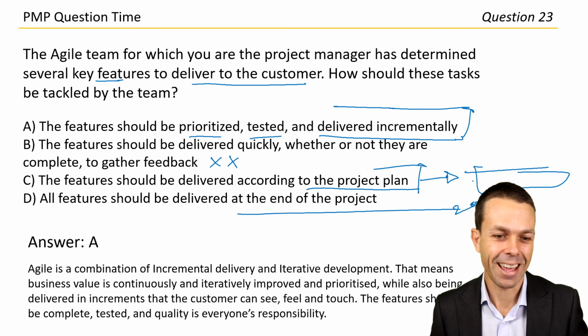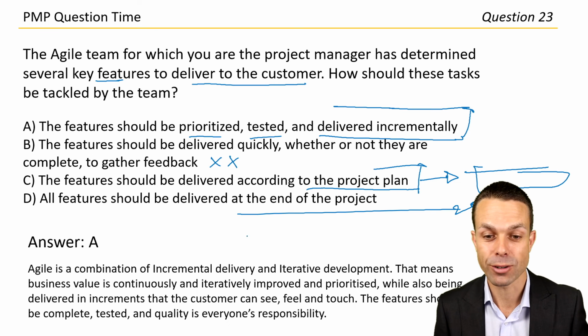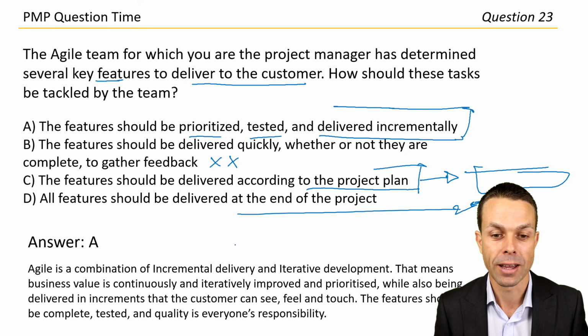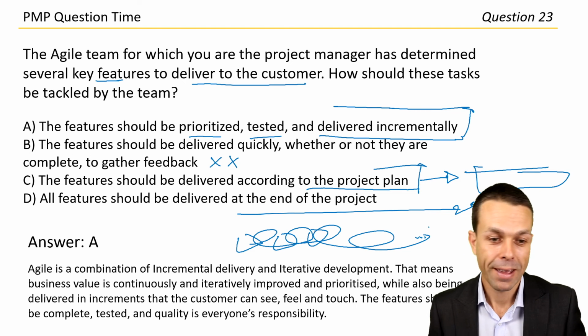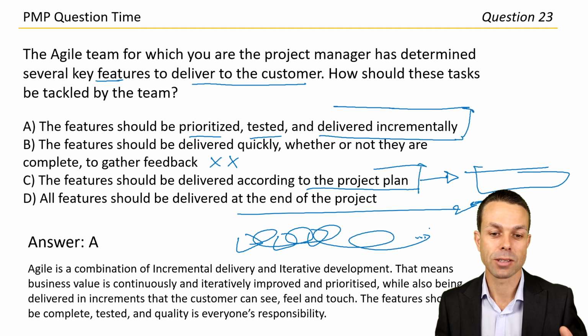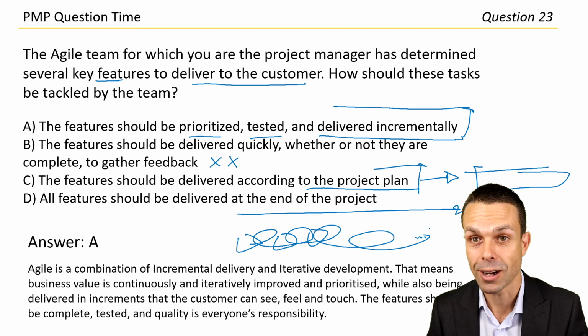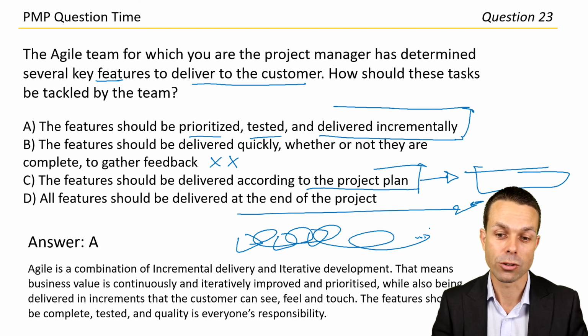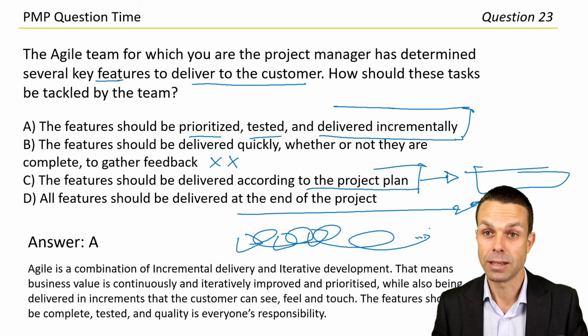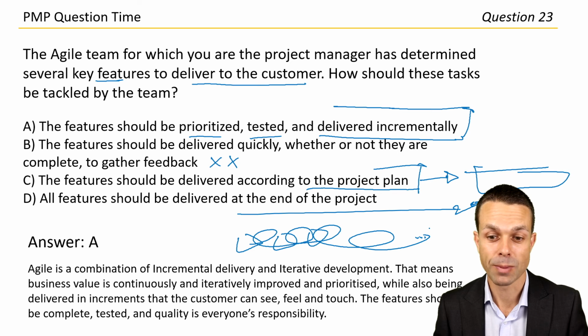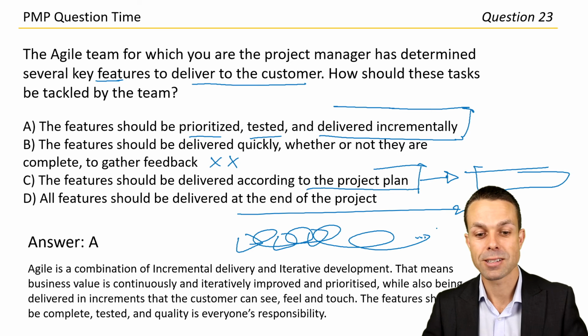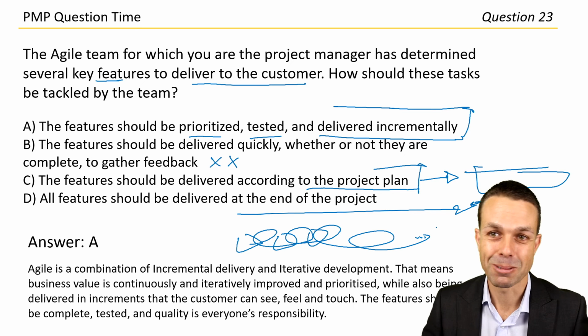Answer A. Agile is a combination of incremental delivery and iterative development. So we're delivering in small increments and we're continuously improving over time and getting that feedback. That means business value is continuously and iteratively improved and prioritized. So we change if we need to. It also means it's delivered in increments that the customer can see, feel, touch and use. And these features should be complete, tested, and quality is everyone's responsibility.